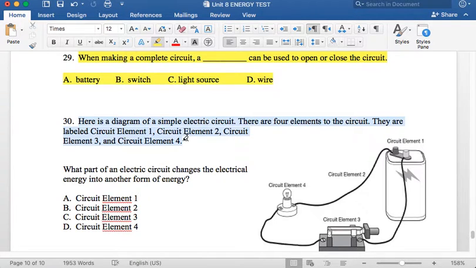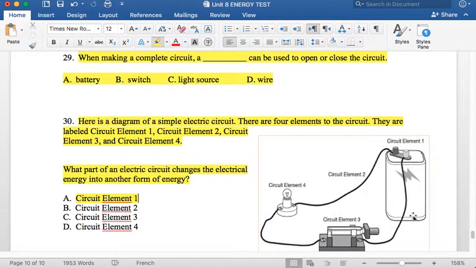All right, and we have number 30. And you see a diagram again. So you see circuit element 1, circuit element 2, circuit element 3, and circuit element 4. Here's a diagram of a simple electric circuit. There are 4 elements to the circuit. They are labeled circuit element 1, circuit element 2, circuit element 3, and circuit element 4. What part of an electric circuit changes the electrical energy into another form of energy?